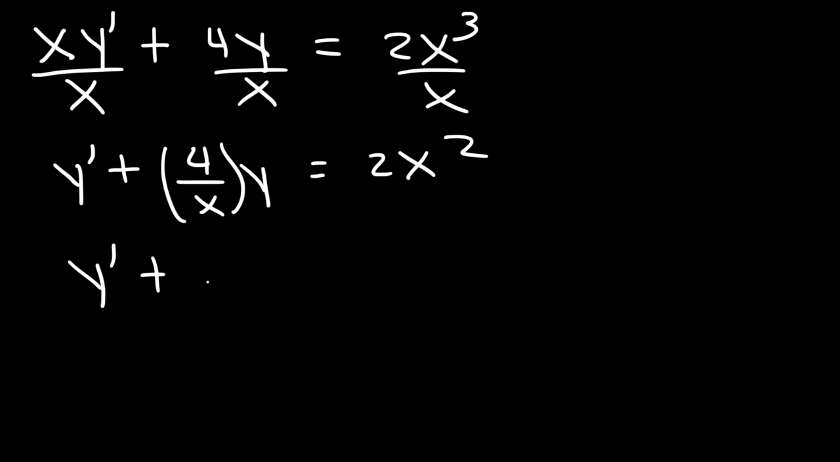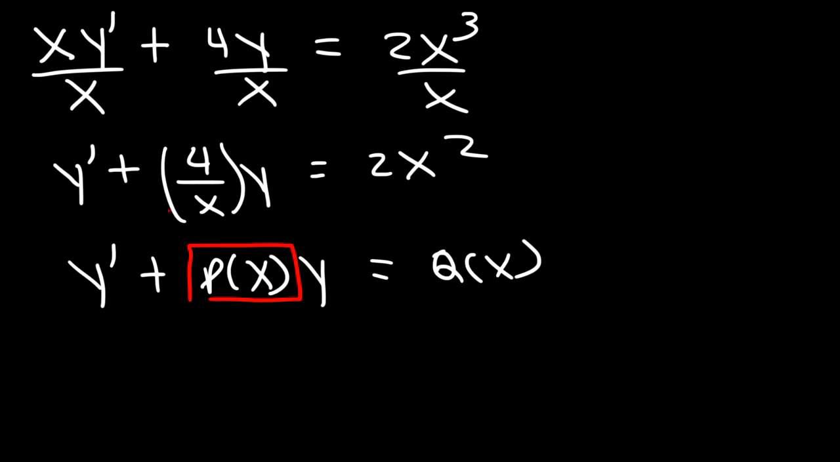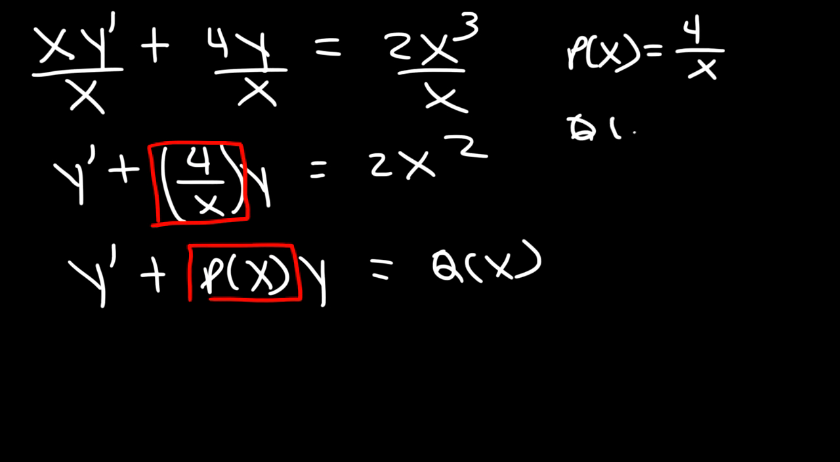y prime plus p of x times y is equal to q of x. So we can see that p of x is 4 divided by x. Let's write that somewhere on the side. And q of x, we can see that's 2x squared.